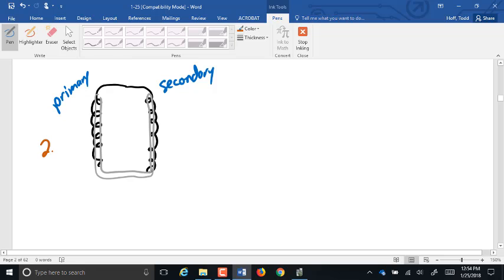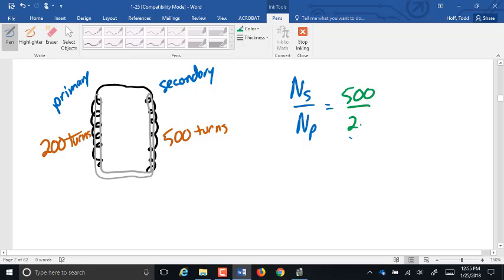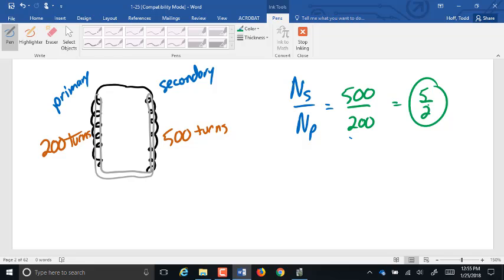Let's say your primary coils are 200 turns. Your secondary coils are 500 turns. Your transformer ratio is usually the number of turns in the secondary coil to the number of turns in the primary coil. So that's 500 over 200, which of course reduces to a 5-to-2 ratio. That's also going to be the ratio of the input voltage to output voltage. Your secondary coil has more turns, so this is actually what's called a step-up transformer. It'll actually increase the voltage.